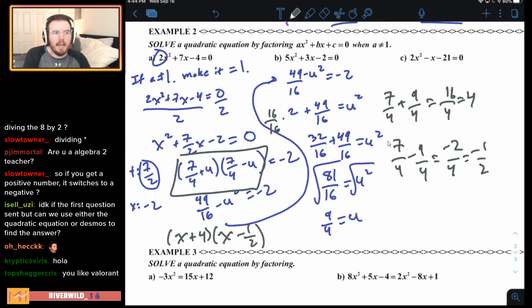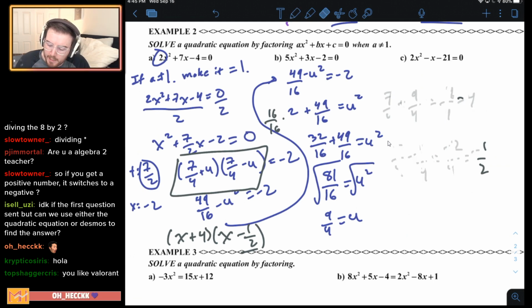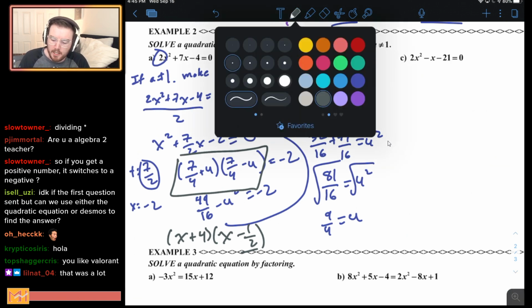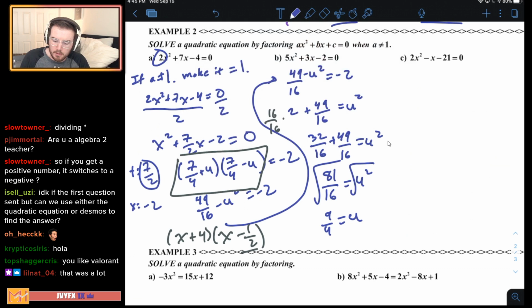I'm discovering something as I do this problem, that we didn't get a whole number for this answer. And it's not to say that that's bad, but it's not exactly good. So let me take a step back and realize here, what was the first thing we did? We got rid of the 2.